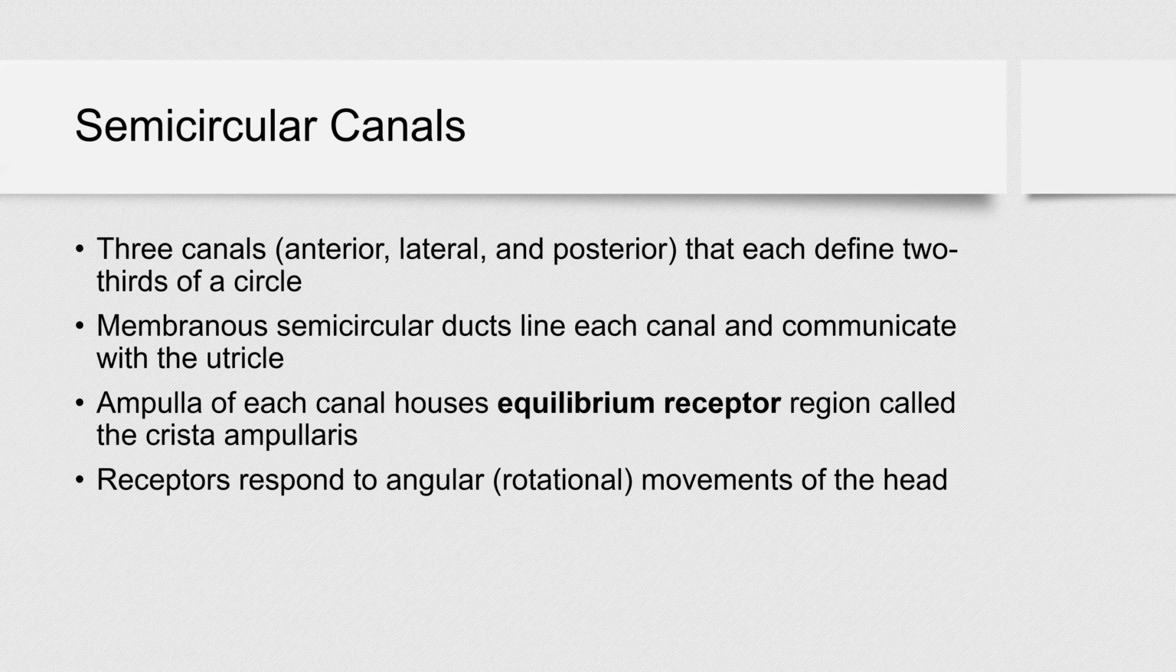Semicircular canals, we have 3 of them: anterior, lateral, and posterior. Sometimes instead of anterior they call it superior. So both are fine: anterior, lateral, and posterior, or superior, lateral, and posterior. Each defines 2/3 of a circle. So it's not complete, it's a little bit more than half. Inside those canals, you have membranous semicircular ducts that communicate with the utricle. And inside those ducts, you have the ampulla. The ampulla of each canal houses an equilibrium receptor called the crista ampullaris.